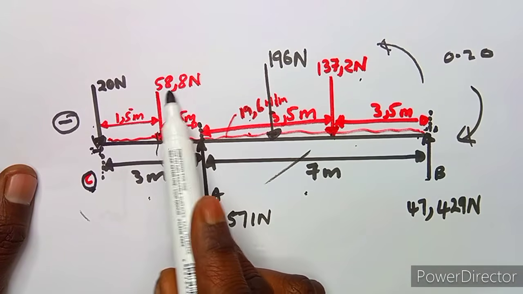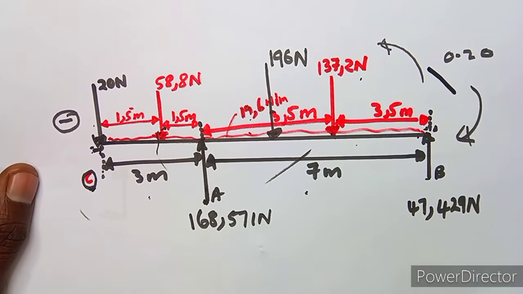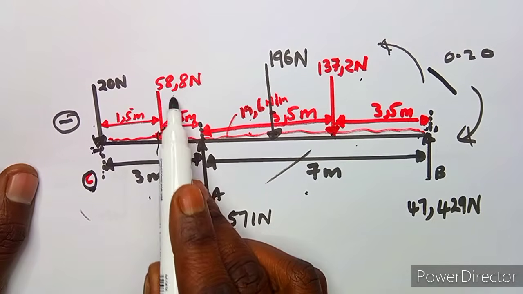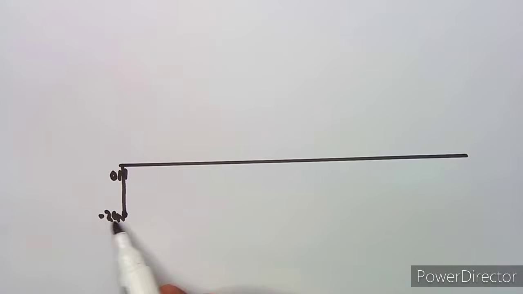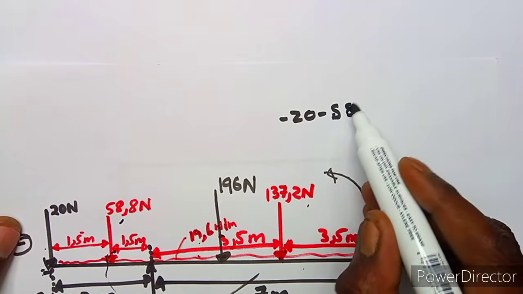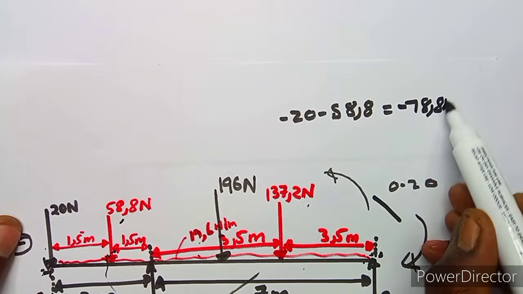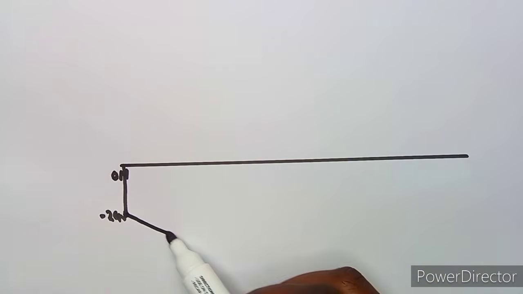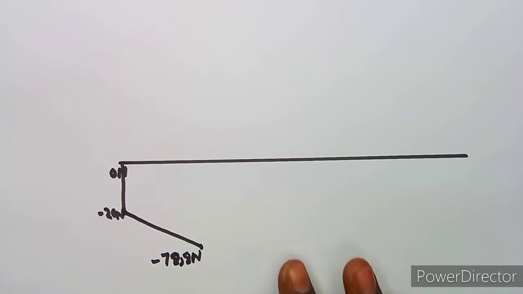So we shall have to consider this distributed load, and as we know a distributed load is supposed to be a slanting line like this, so we shall subtract 58.8 for the distributed load. Okay, so we are now at minus 20, so if we subtract 58.8 for the distributed load, we shall remain at minus 78.8 newton. So this must go up to minus 78.8, which is slanted like this, somewhere like this, up to minus 78.8 newton like this.